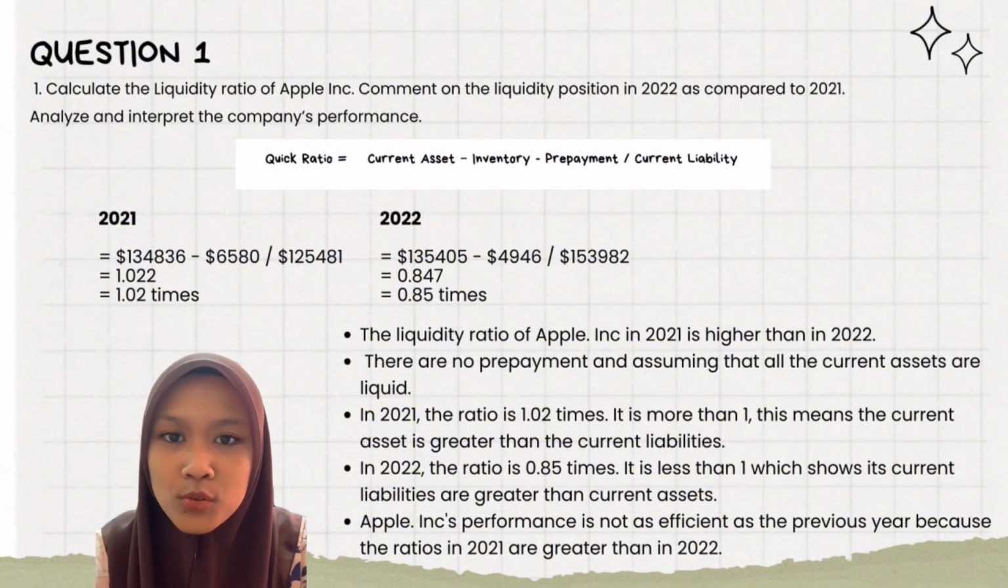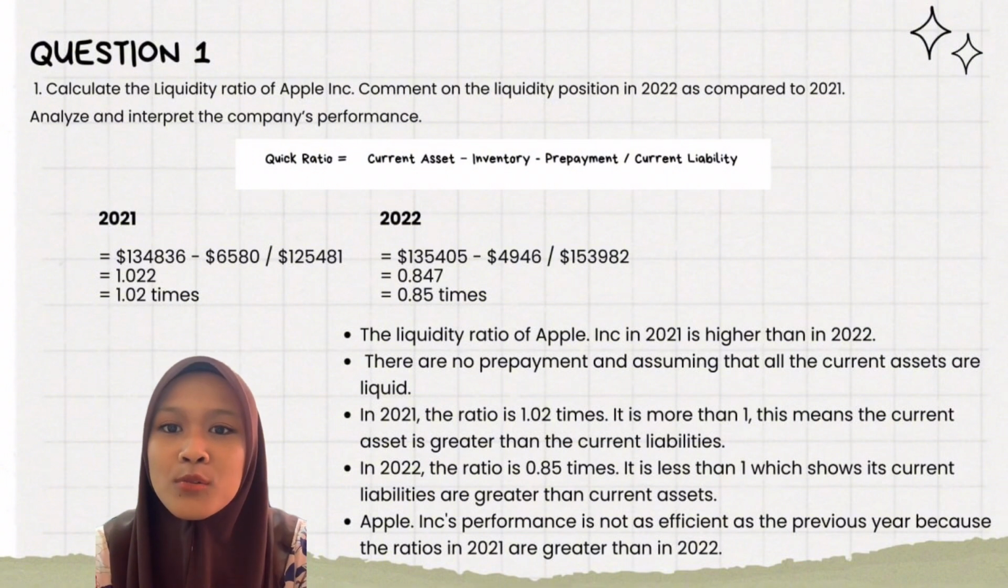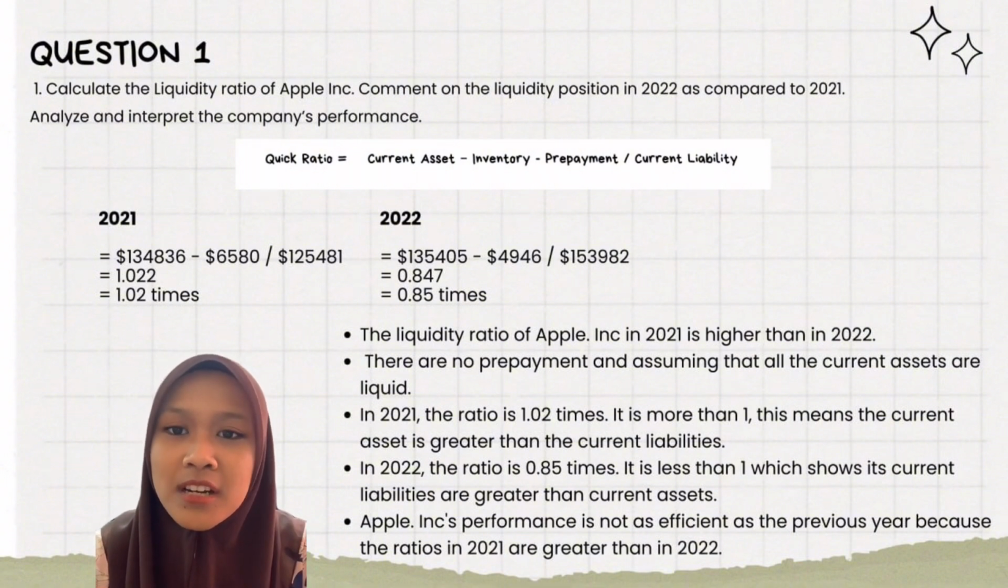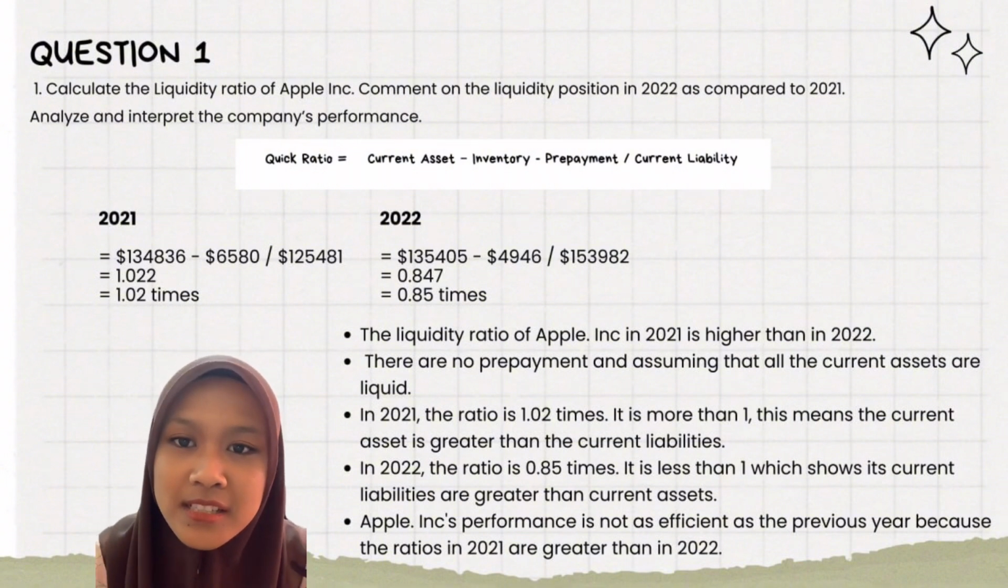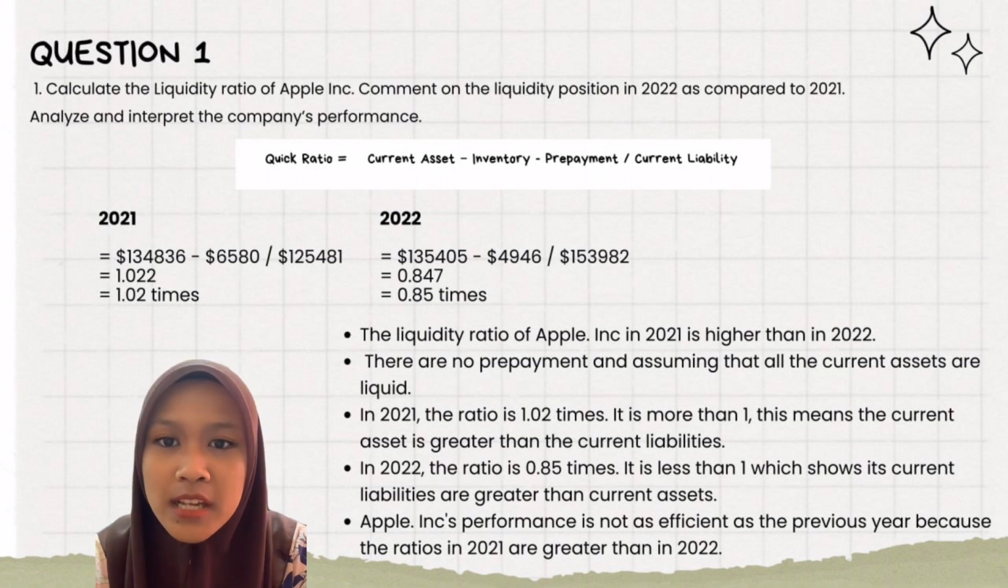While on 2022, $135,405 minus $4,946 divided by $153,982, and the answer is 0.85 times, which is less than 1. That shows its current liabilities are greater than current assets. This shows a bad ratio for every company and might affect their performance in the future. It can clearly be seen that the liquidity ratio of Apple in 2021 is higher than 2022.